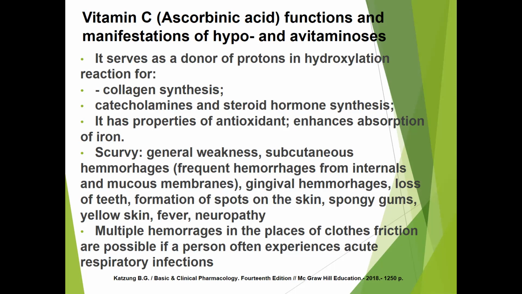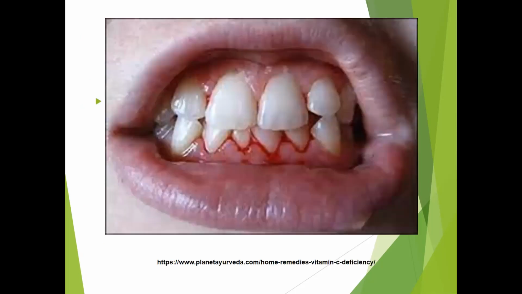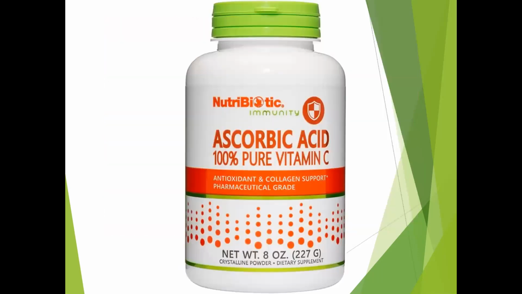Another use of information about this fact. Okay, scurvy: general weakness, subcutaneous hemorrhages if the patient has a deficiency of vitamin C, frequent hemorrhages from internal organs and mucous membranes, gingival hemorrhages, loss of teeth, formation of spots on the skin, spongy gums, yellow skin, fever, neuropathy. Multiple hemorrhages in places of clothes friction are possible if a person often experiences acute respiratory infection. Classic clinical symptoms of vitamin C deficiency. Sometimes these patients come to the doctor's office with problems of the gums, lips, and mucous irritations. What methods? The prescription of a high dose of ascorbic acid to recover the concentrations.